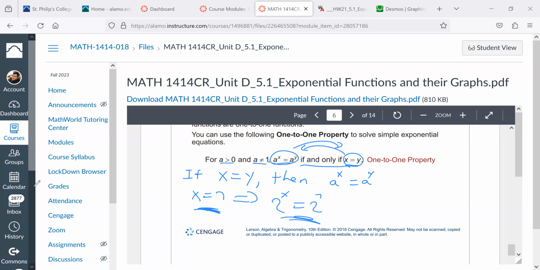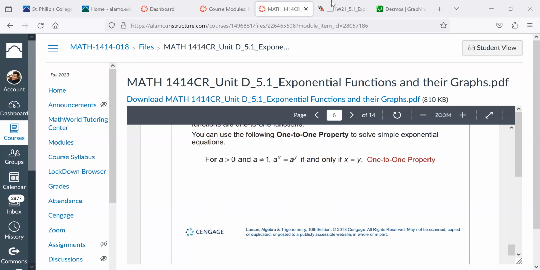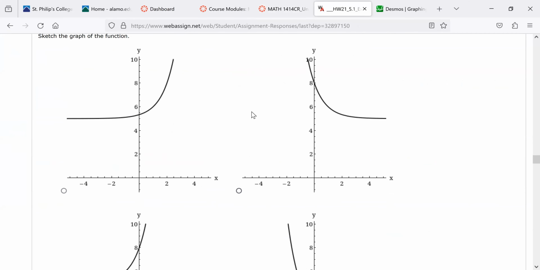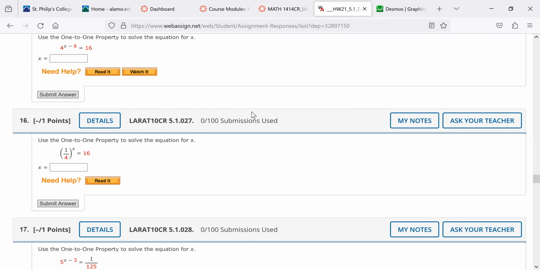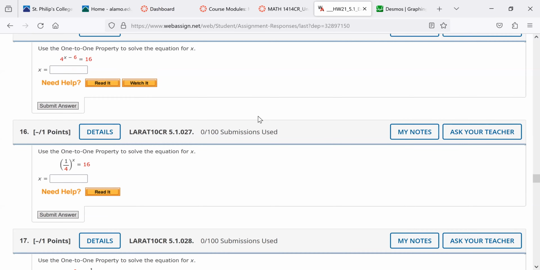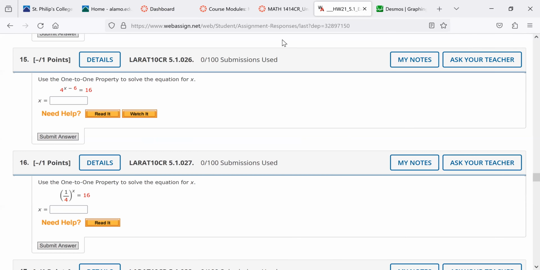Just a moment. Let's see if it comes up. Oh, here we go. He wants to use a property for 16. So basically the property said, if the bases match, then I can set the powers equal to each other. Or if I have an equation, I can choose a base of whatever I want, as long as it's not 0 or 1.